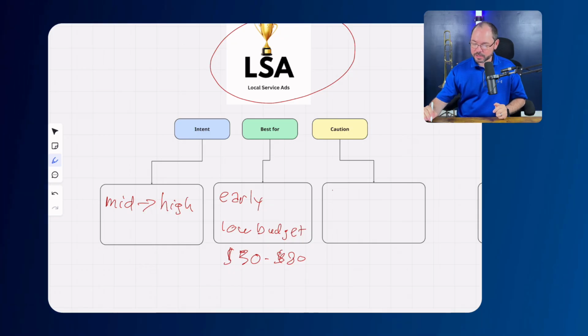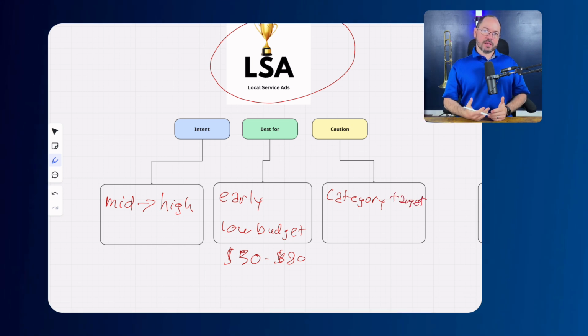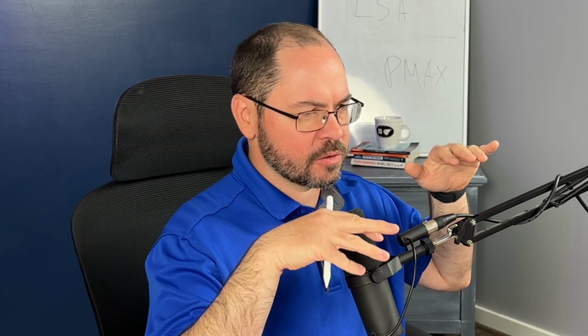Now, things to caution you about: it is a category targeting system, okay? You can't target keywords. Whatever categories your company is in and services you offer on your Google business profile is how people are going to find you. So it's not like you can dig through and see what they were actually searching, what the keywords were. It's just like, I need a roof repair, or I need a roof, or any roofing service offered, or any fence service offered, and you came up first.